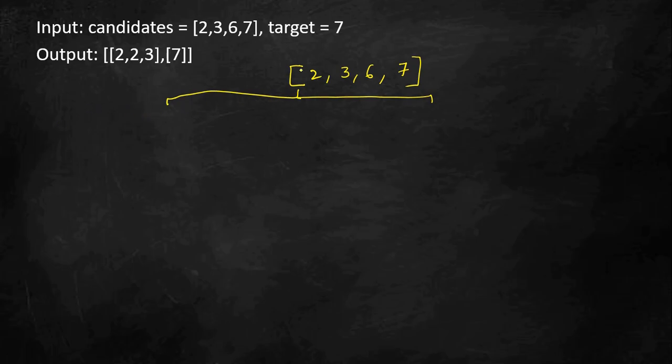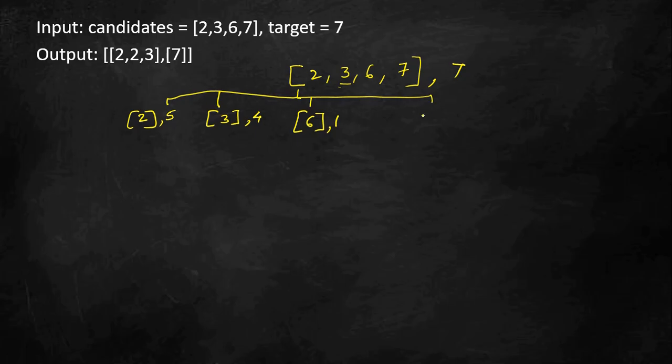If I start with 2, so now I have used 2, and the target was 7. If I use 2 as my first number, my target now becomes 7 minus 2 is 5, so 5 is my target. The other option at this point is to use 3. If I use 3 as the first number, then my target becomes 7 minus 3, which is 4. The other option is that I can use 6 as my first number. In that case 7 minus 6 is 1, the remaining target.